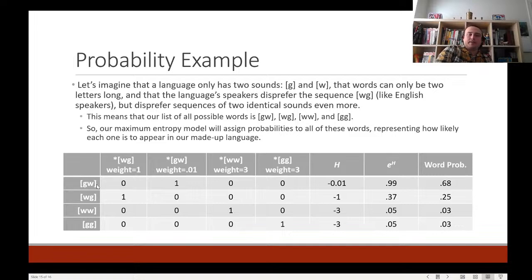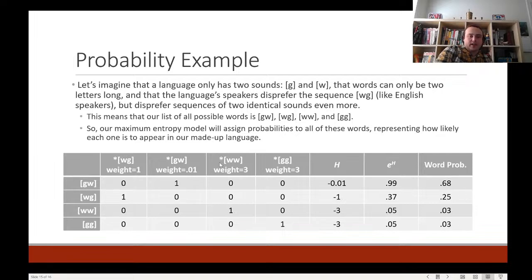So here, GW is going to violate this one, the unimportant one. So its H value is going to be the sum of all of its weighted violations times -1. So 0.01 times 1 is 0.01, times -1 is -0.01. That's its H. WG violates this constraint, which has a weight of 1. So 1 times 1 is 1, times -1 is -1 over here.